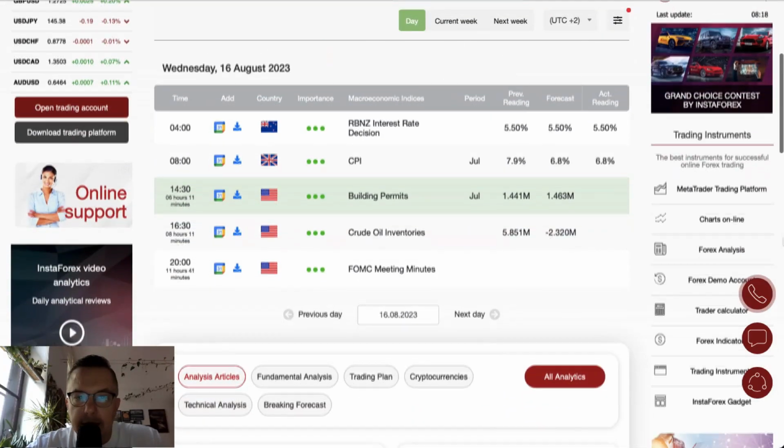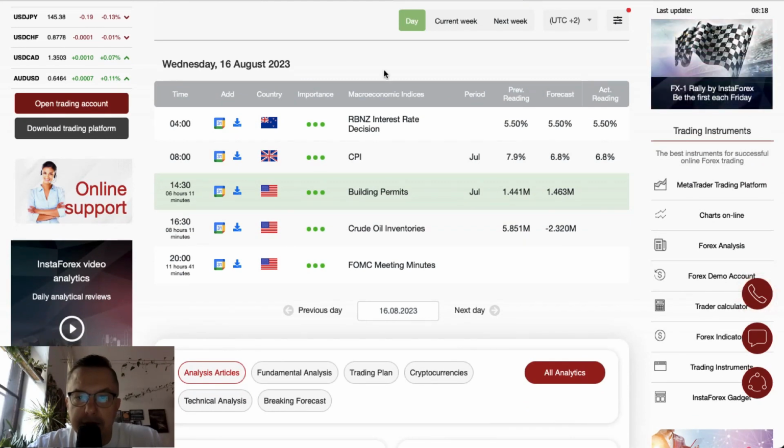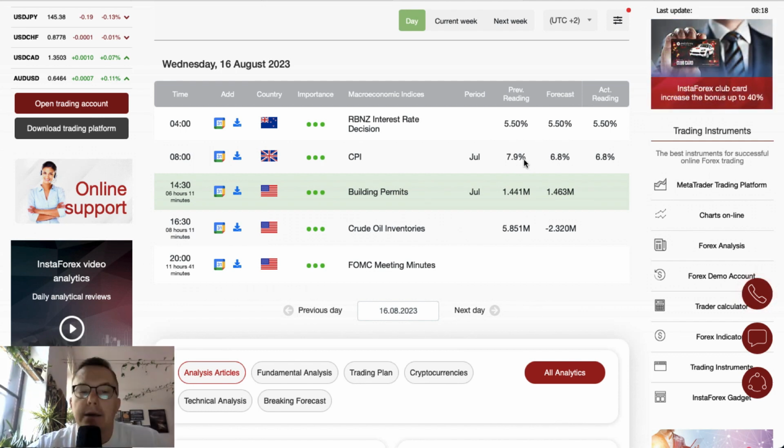As you can see, the events that took place overnight were apparently only two. The Reserve Bank of New Zealand interest rate decision was in line with the expectations. 5.5% was the forecast, 5.5% was the actual reading and the previous reading, so no changes here. CPI data from the UK are in line with the expectations. 6.8% was the actual reading, in line with the forecast, and way lower than the previous reading of 7.9%.